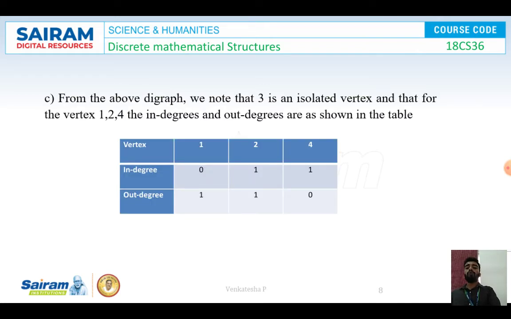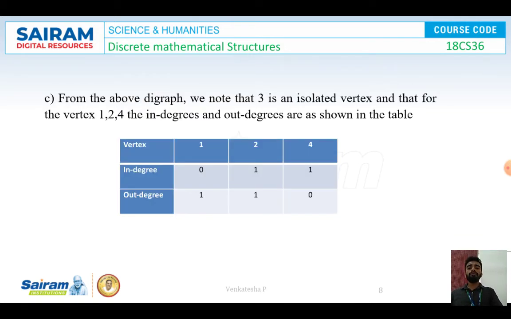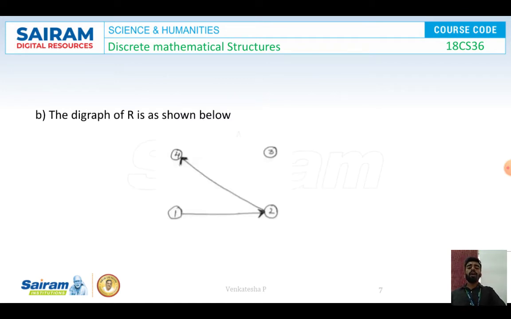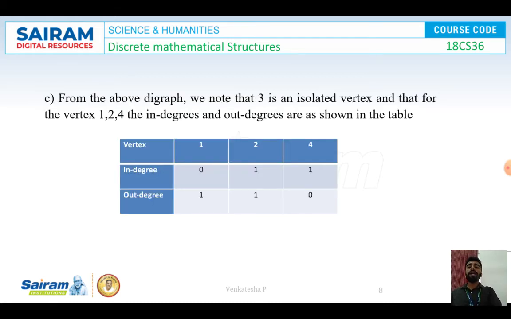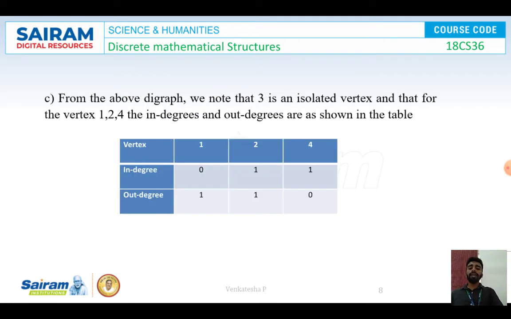So now I'll be finding out the out degree. A line is moving from 1 to 2 here, so I can assign one value for the out degree at the vertex 1. Similarly at 2 also we can see that one line is moving from 2 to 4 here, so I can assign the value 1 for 2 also. But at the point 4 there is no line moving outward, so I can assign the value 0 for the vertex 4 here.